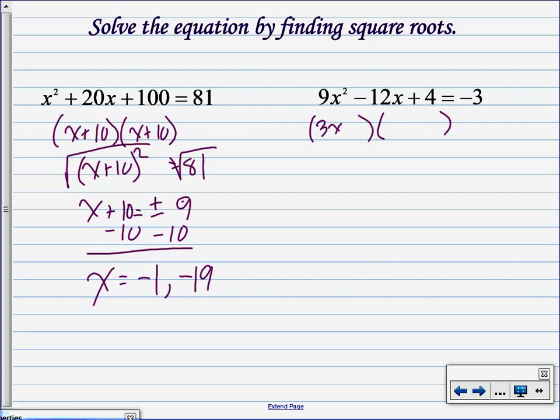3x and 3x. And what's the 4 factor to be? 2 and 2. We know they're going to have to be identical, right, already? Because I have to solve it by finding a square root, so that means it needs to be squared. What's 2 times 3? And what's 2 times 3? And what's 6 plus 6? Okay? So this is 3x minus 2 squared equals negative 3.